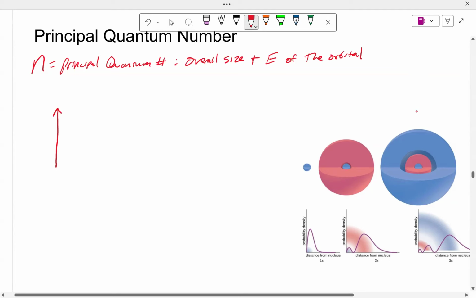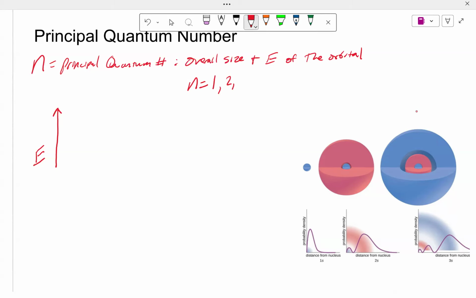So think of it like this. Here we have increasing energy, and n can have any whole number value of one or greater. One, two, three, and so on and so forth. Nothing less than one, no decimals or anything like this. And as that number increases, n equals 1 is the lowest energy. And then you have n equals 2, and then n equals 3, and so on and so forth.